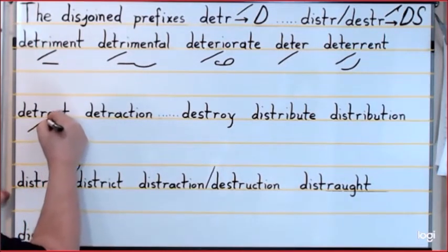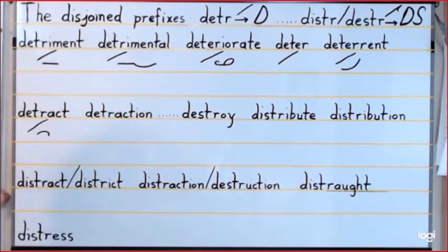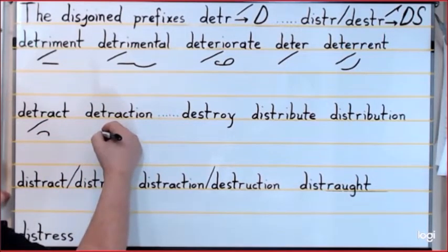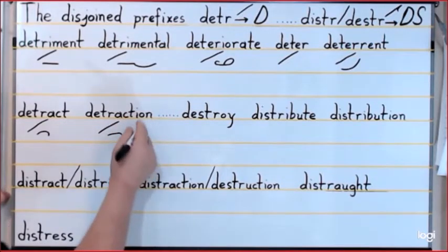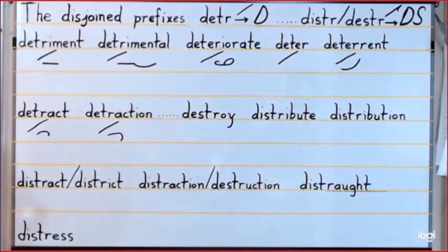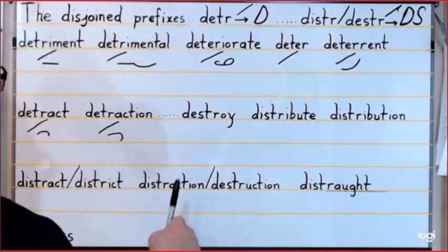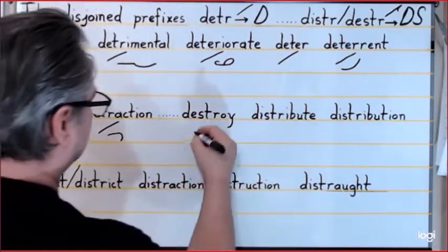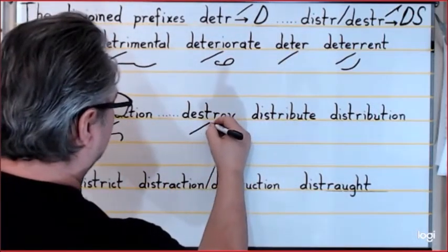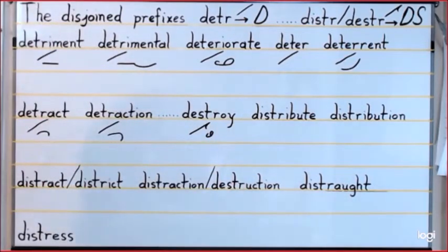The word detract is a D above the line, and then a K. For detraction is a D above the line, a K, and an SH for the shun. Now on to the other disjoined prefix, distra or destra. For destroy is simply the DS above the line, and then an O and an E.